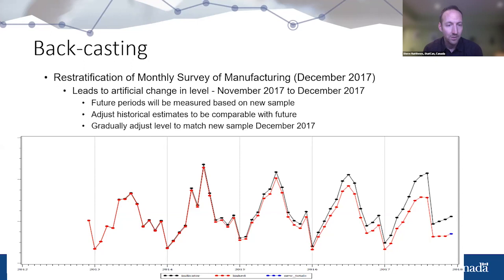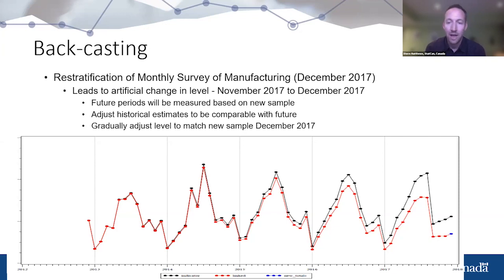But what you see is that the gap between the red line and the black line shrinks as you go further back. So the estimate for December of 2012 is actually unchanged, whether it's the red line or the black line. And then they gradually get a bit further apart every period until we get to December of 2017. And as we go forward from that point, we'll add new points based on the new sample, which will line up with that blue dot. And what we'll in the end have is sort of a continuous series, as if there were no artificial break, and as if we had always been measuring the series based on the new sample.